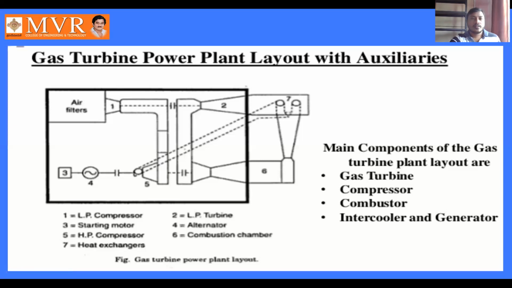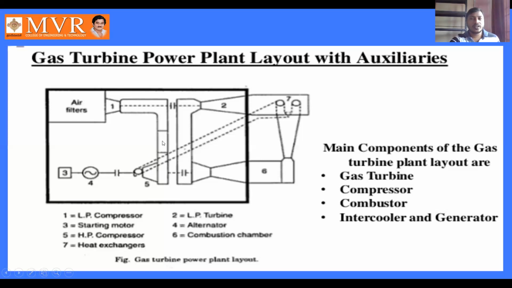After compression has taken place, with high pressure and temperature, the air enters into the intercooler. This is the part which we are naming the intercooler. The intercooler is used to cool the air coming out from the low pressure compressor, and after cooling, it enters into the high pressure compressor.